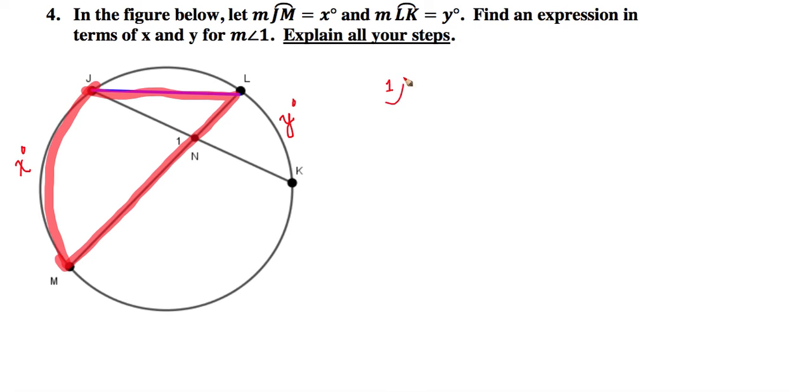And we can extend on that and say that the measure of angle L must be equal to 1/2 of the arc JM, which is x degrees. So this is x. And this again is the inscribed angle theorem.